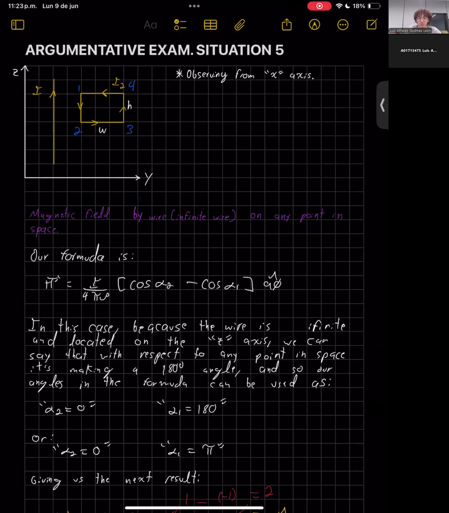And finally, we come to the last exercise that I had time to perform. That is situation number 5. It's the magnetic force on a current-carrying loop due to a long straight wire.